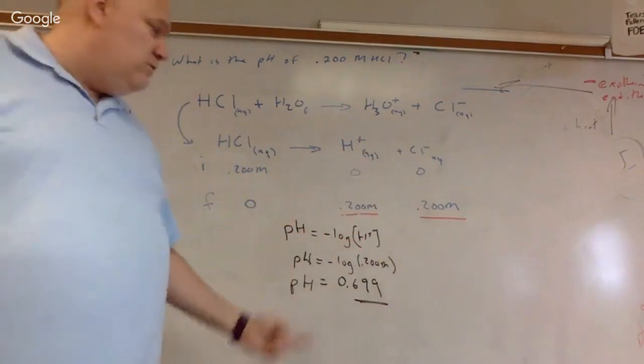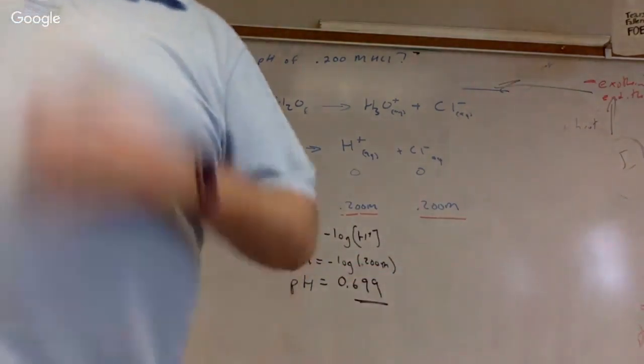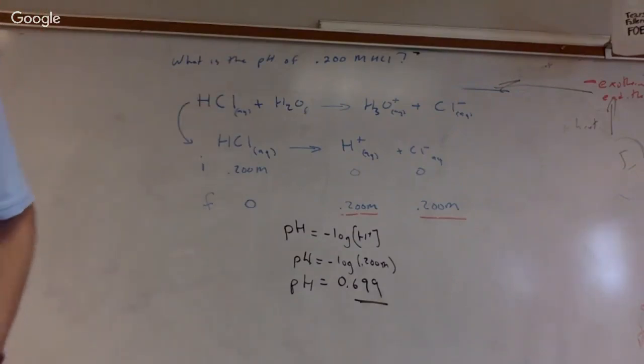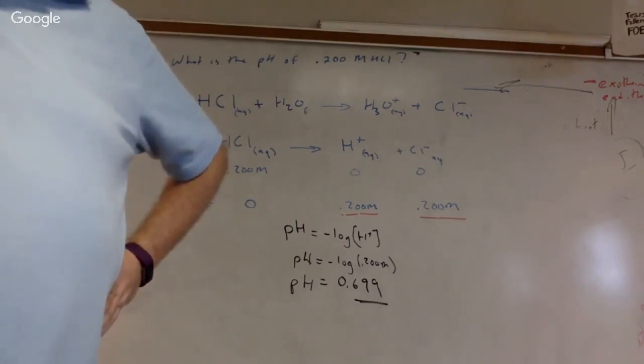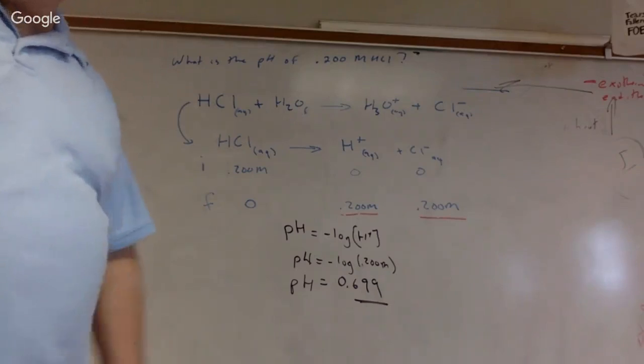But if we wanted to, wouldn't we also say that the pCl would be the same number, but it has no use to us? Oh, by the way, if I asked you in this problem, what is the pH of 0.200 molar HCl? Couldn't I also have asked you what is the pOH of that? Which would be like 14, 14 subtract this, right?